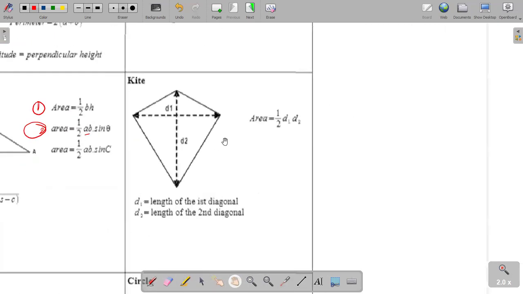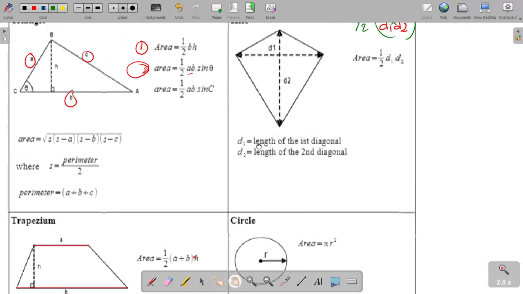Now, this is a kite. A kite is another quadrilateral, and you should know what a diagonal is, right? A diagonal is when you take one opposite end of the quadrilateral and connect it to the other. So you have 2 diagonals, the longer one and the shorter one. The area is half the product, because you should know D1 D2 really means D1 times D2, right? Half of the product of the 2 diagonals. Has nothing to do with the sides.